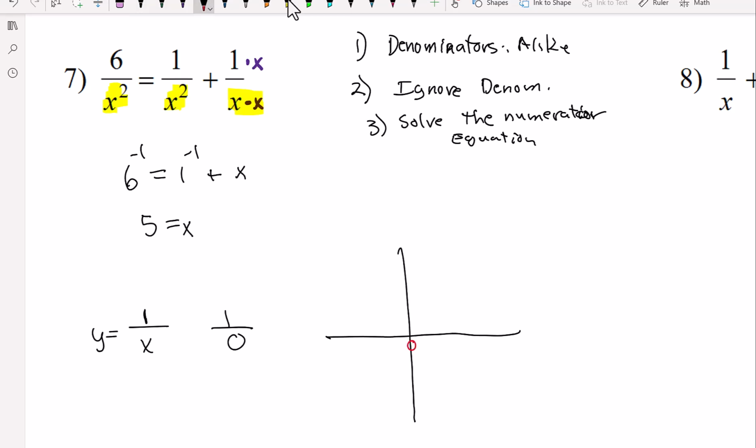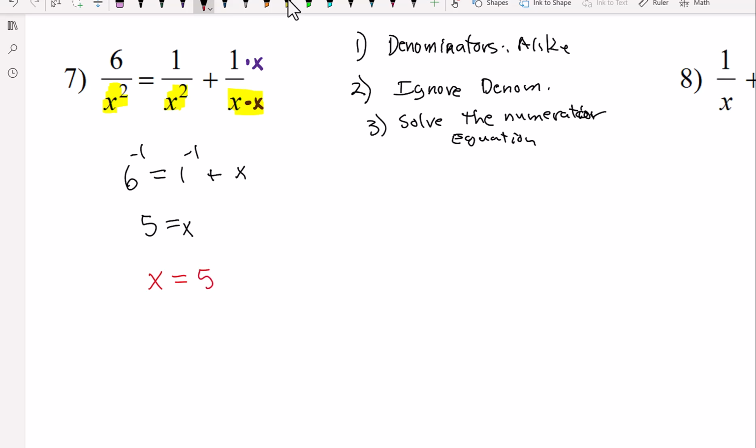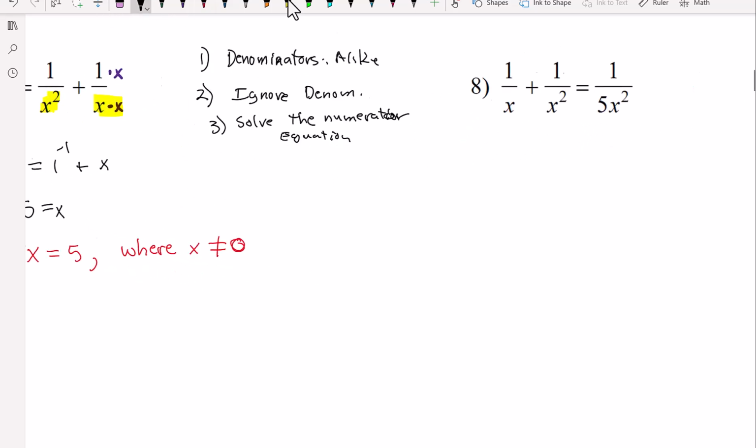when you type in the x value of 0, what happens is you end up with an asymptote. So when you're solving rational equations, you have to state which values don't work. So this would be your answer right here. So you'd say x is equal to 5, put a comma. You'd also have to state where x cannot equal 0. So that's what you'll be doing for these.